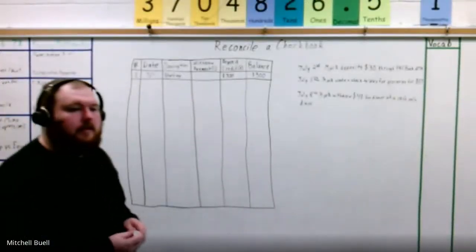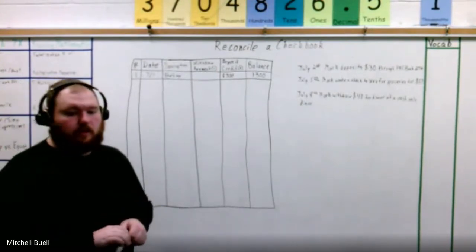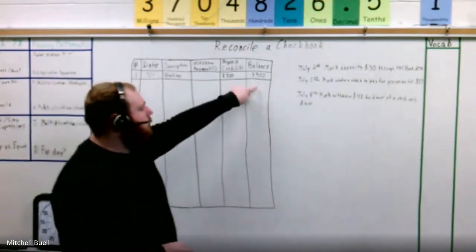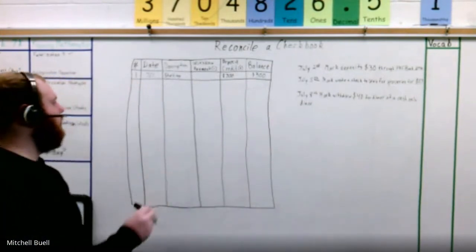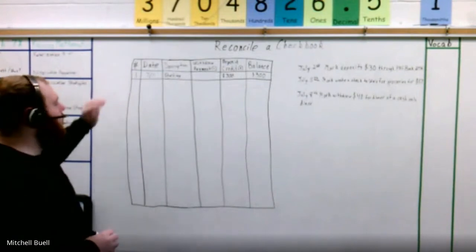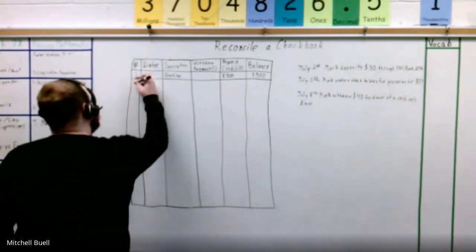Right, so today I'm going to show you how to reconcile a checkbook. We have a starting balance of $300 for our person Mark, and we have 3 different scenarios. So what I'm going to do is write all of our numbers, or check numbers, to the side, or transaction numbers, I should say.